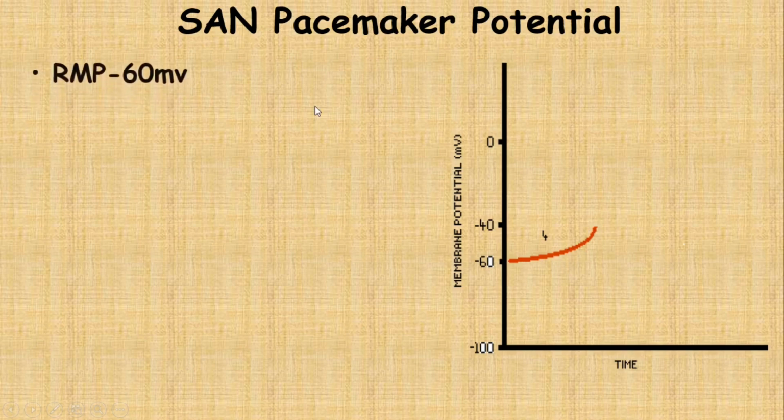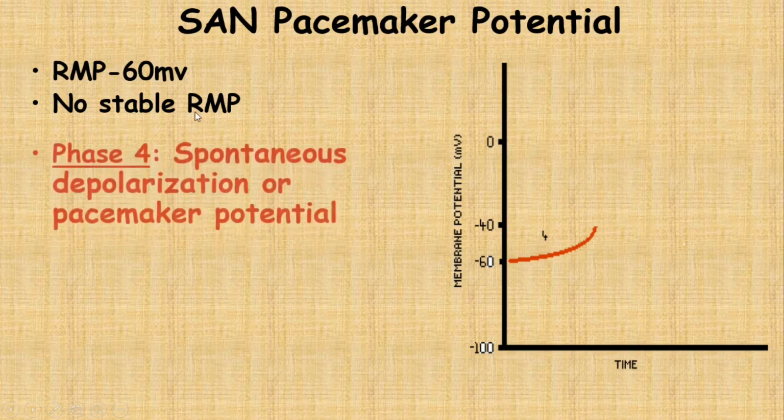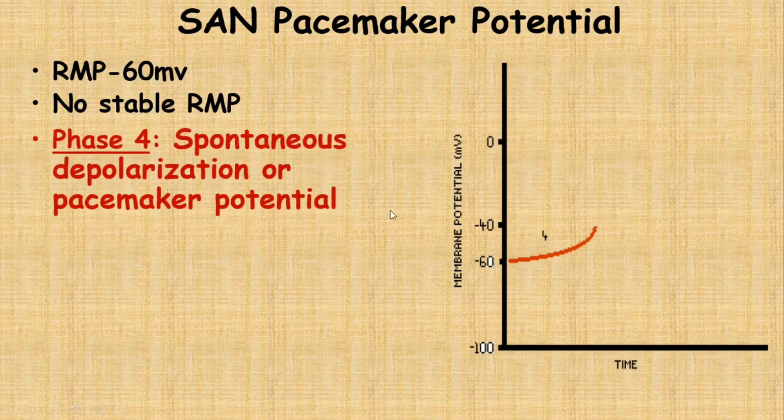Let us see the ionic basis for that. Actually there is no true resting membrane potential in the SA node. Usually it is minus 60. Whenever the membrane potential reaches minus 60, it starts rising slowly without any extrinsic influence. So there is a restless, unstable resting membrane potential. At the end of the action potential, this phase 4, the phase of pacemaker potential, starts. This is also called the phase of slow spontaneous depolarization or pacemaker potential.